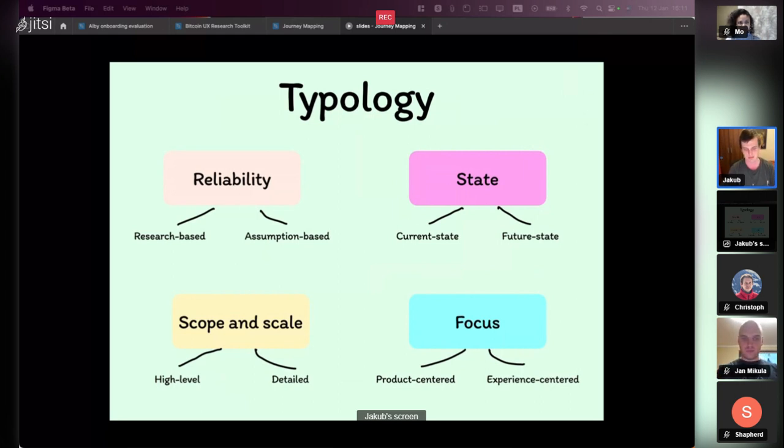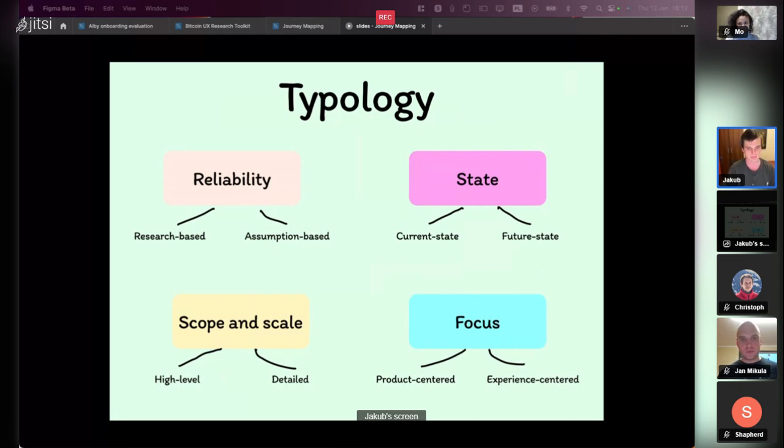And the last angle is focus. There are product-centered maps and experience-centered maps. Experience-centered maps are often called experience journey maps. A product-centered map focuses on experiences that are touch points with our product or service or brand, for example, sending Bitcoin from Chivo wallet to Chivo ATM.